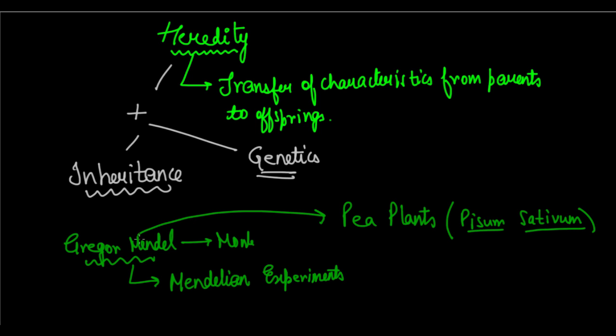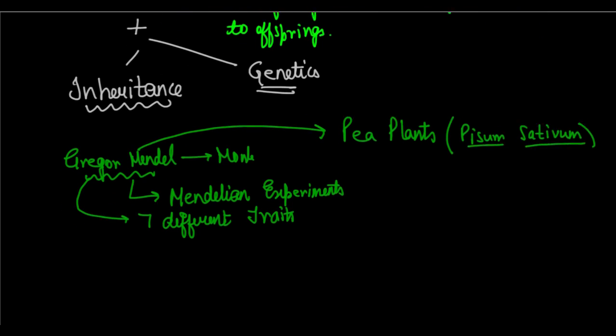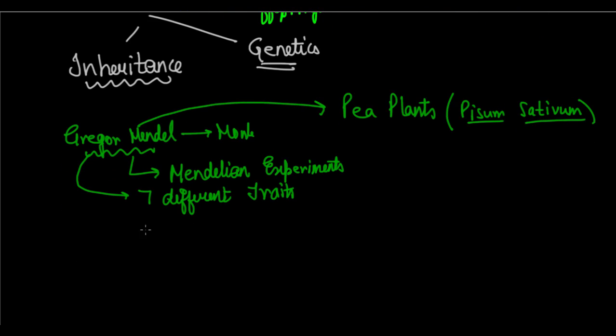He studied 7 different traits. Now, what were these traits? Well, let's just list them down. There was height of the plant. He studied the height of the plant in the offspring and the parent generation. He crossed them, then whatever the offspring, he studied the height of the offspring. After that, he also studied the shape of the seed of the plant, right?